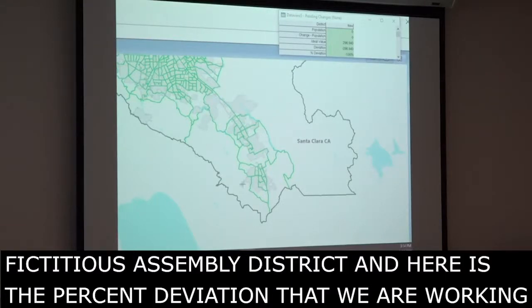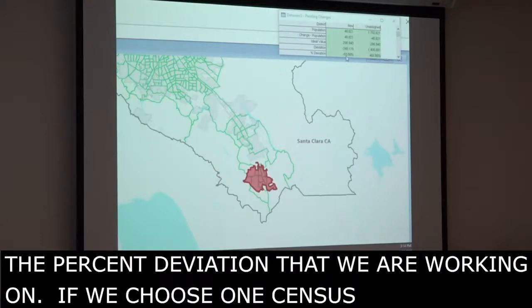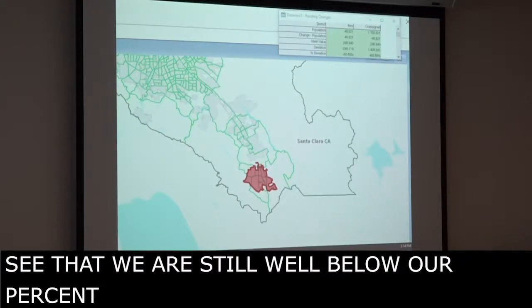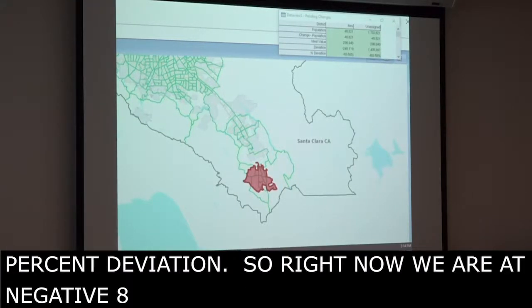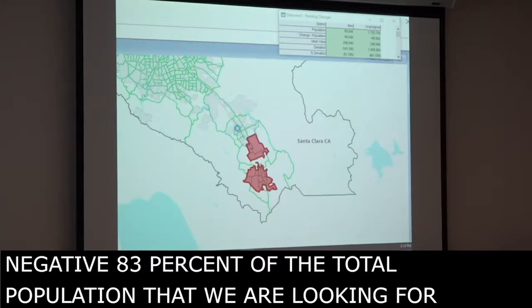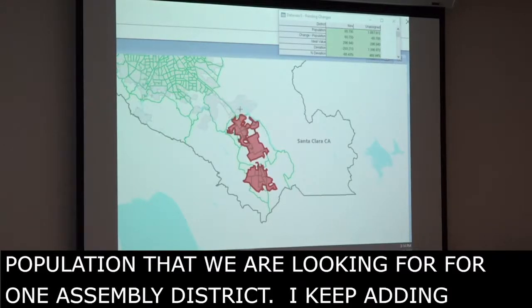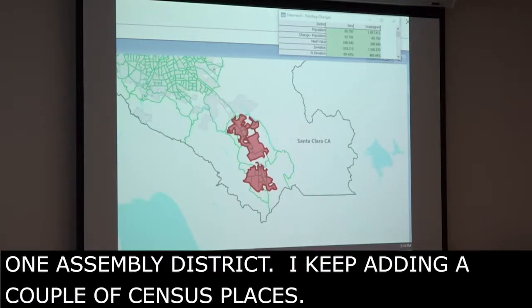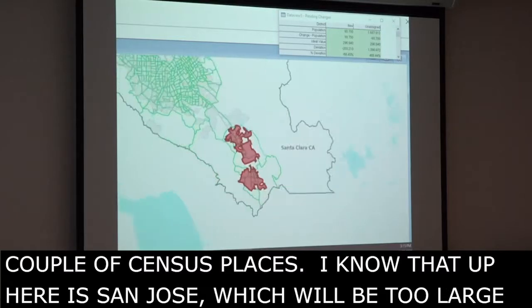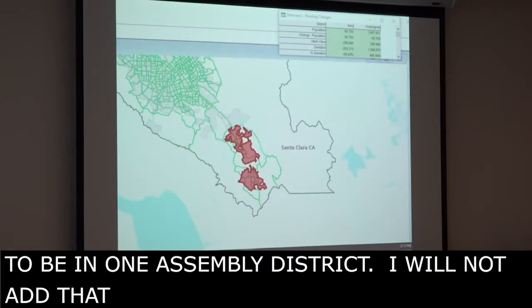So if we choose one census place, we can see that we're still well below our percent deviation. Right now we're negative 83% of the total population that we're looking for in one assembly district. So I'm going to keep adding a couple of census places. I know that up here is San Jose, which is going to be too large to be in one assembly district, so I'm not going to add that one. I will make this change.